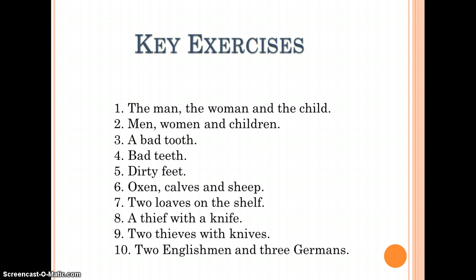The man, the woman, and the child. Men, women, and children. A bad tooth. Bad teeth. Dirty feet. Oxen, calves, and sheep. 2 loaves on the shelf. A thief with a knife. 2 thieves with knives. And 2 Englishmen and 3 Germans. And that ends this lecture about the plurals.